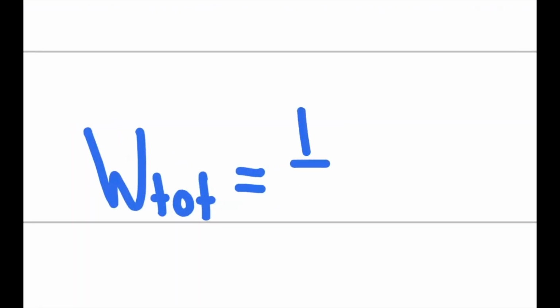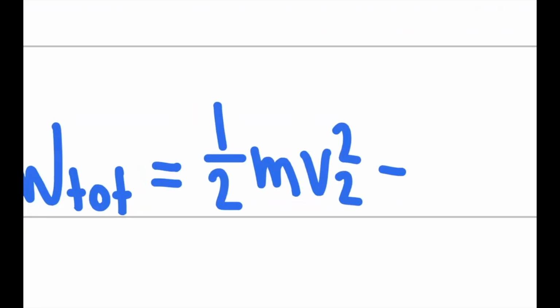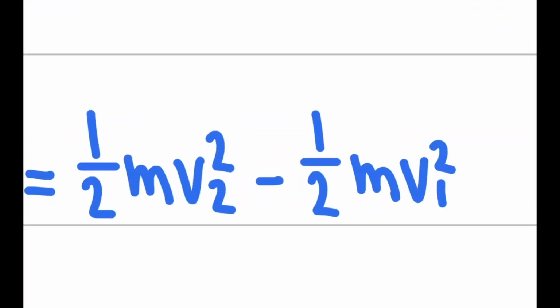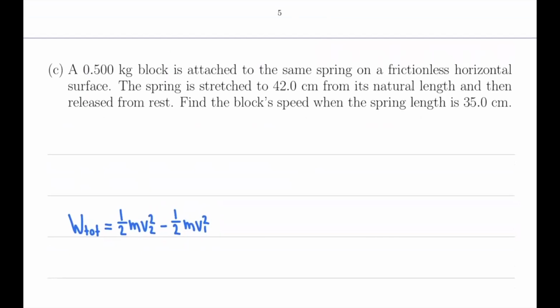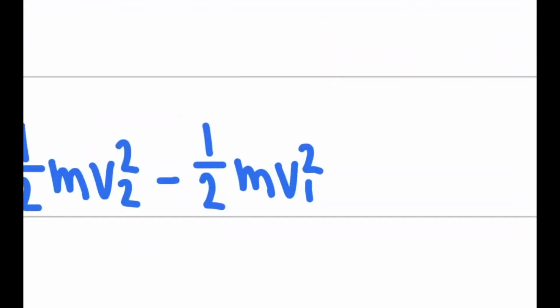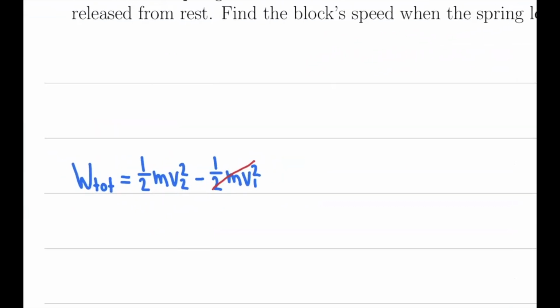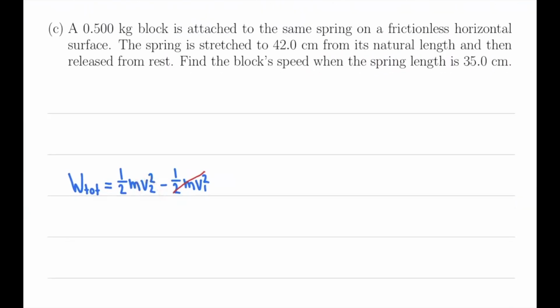So we know the total work is 1/2 mv2 squared minus 1/2 mv1 squared. It says that it's released from rest, so that means v1 is 0. So we can just cancel that out. Love it when that happens. So we're trying to find v2, the final speed, and we know m, so we just need to figure out what the total work is. The only thing that's doing work is the spring on the block. There's no friction, and the weight and the normal force are perpendicular to the displacement. So only the force of the spring is doing work.